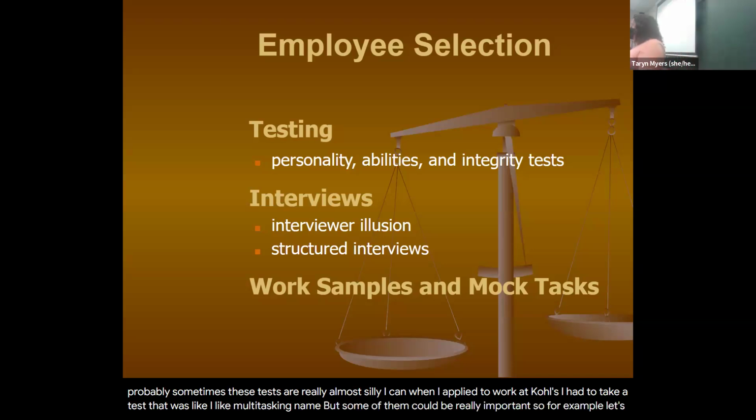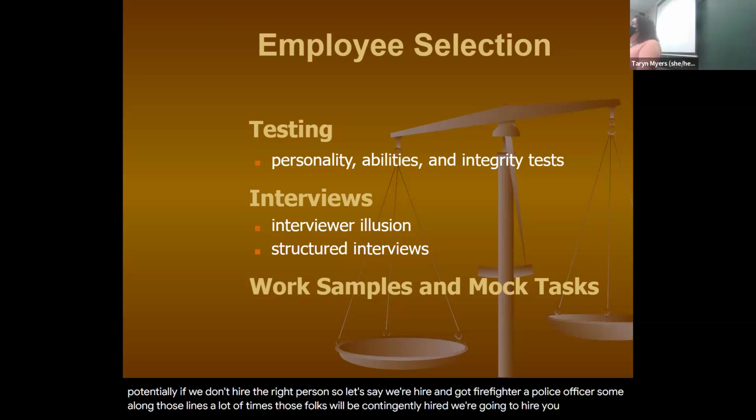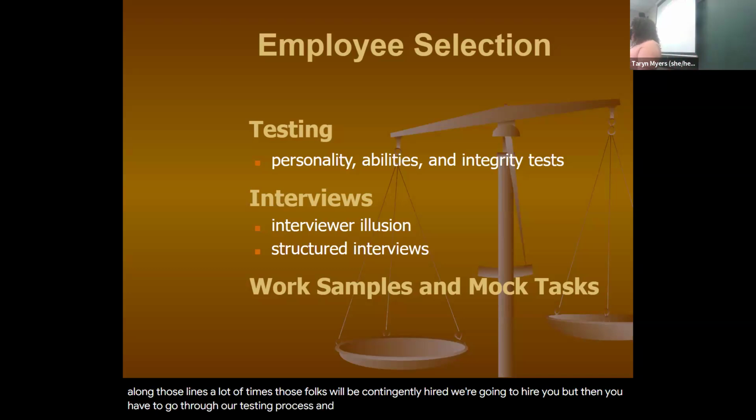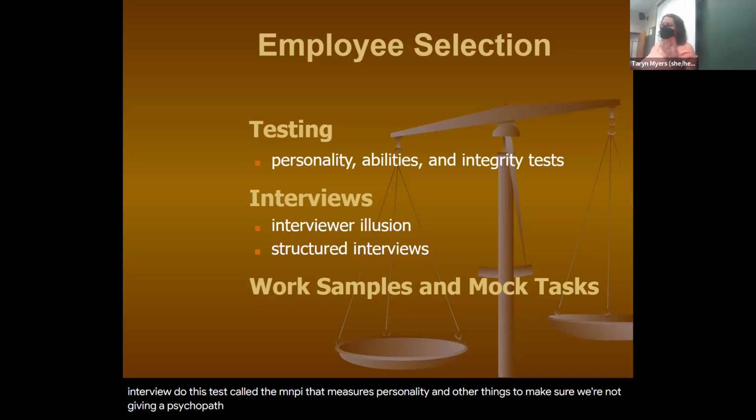So for example, let's say we are hiring for a very specific job that's going to be in the public sector, and put the public at risk potentially if we don't hire the right person. So let's say we're hiring a firefighter, a police officer, someone along those lines. A lot of times those folks will be contingently hired. We're going to hire you, but then you have to go through our testing process. And they will be given a full psychological evaluation. Do an interview, do this test called the MMPI that measures personality and other things to make sure we're not giving a psychopath a license to go out with a gun on the streets, right? Or to run into fires and not save people.